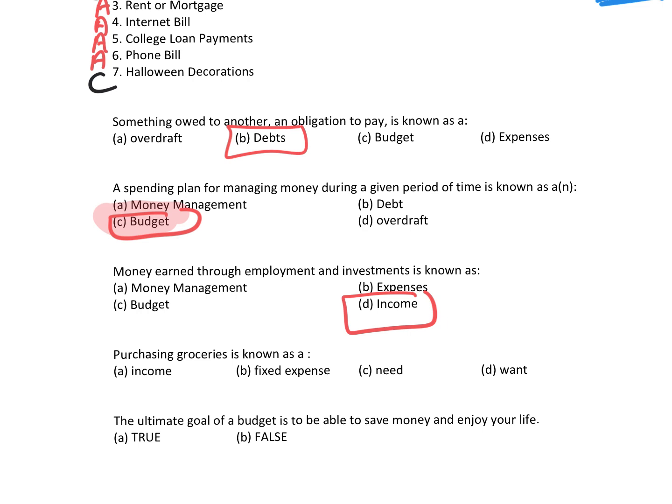Purchasing groceries. This is an example of a variable expense because grocery amounts change from month to month to month, but that's not one of the answer choices. Well, that's going to be one of those needs. You have to eat, so therefore that's known as a variable expense. None of the others match for that particular answer. And finally, this last one is absolutely true. The goal of a budget is to be able to save money and enjoy life. So that's true.